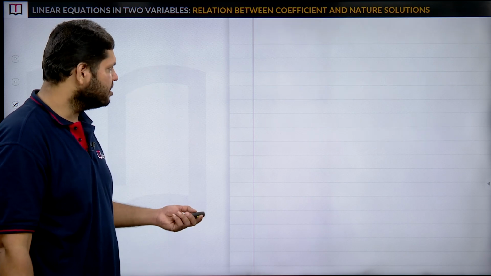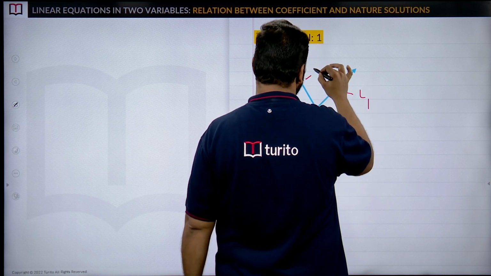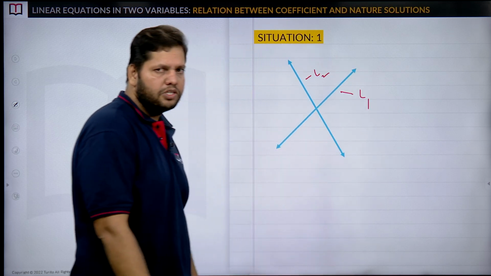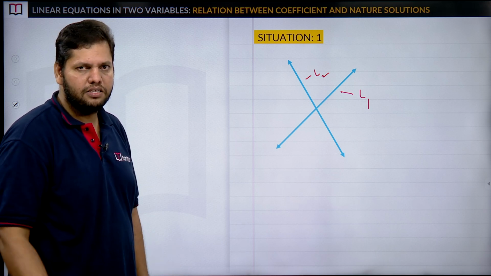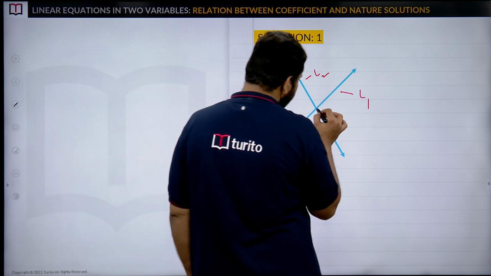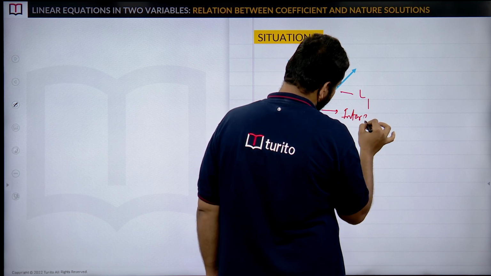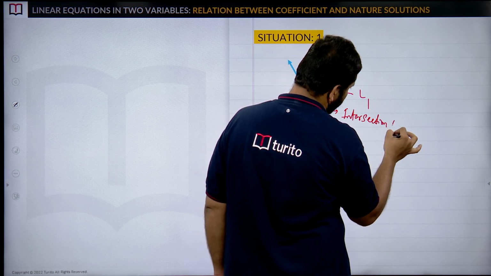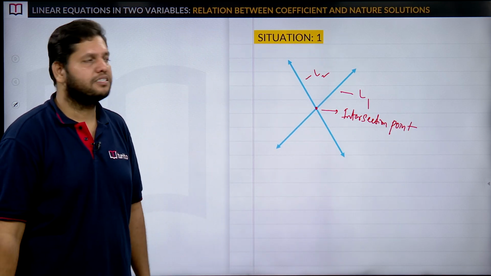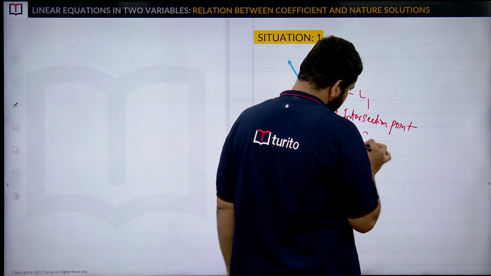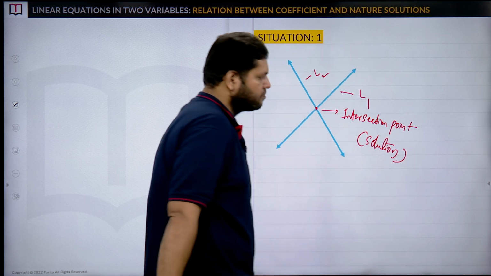Okay. The first case, children, like this. Think this is line 1 and this is line 2. In the first case, what happens, children? The two lines are intersecting, isn't it? It is the first case. In this case, the two lines are intersecting, and this point is called what, children? Intersection point. So this is an intersection point. And this intersection point we can take as what, children? It's a solution. Are you getting my point, children? So in this, we'll take this intersection point as the solution.